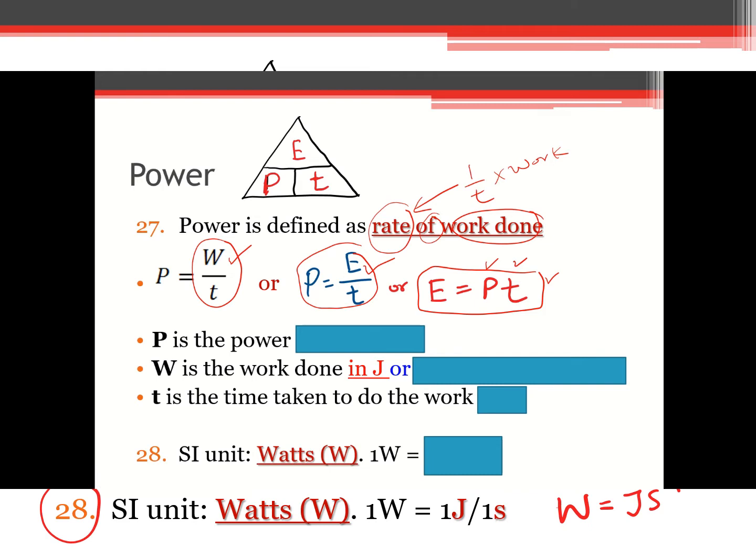If you want to write in this triangle format, power will be energy over time. So if you want to find energy, you cover energy, it will be power times time. If you want to calculate time, you cover time, it will be energy over power. I think you know this triangle to help you in remembering the formula before. Whether you want to write this in the triangle or not, I leave it to you. Okay. Now, power, P, is measured in watt.